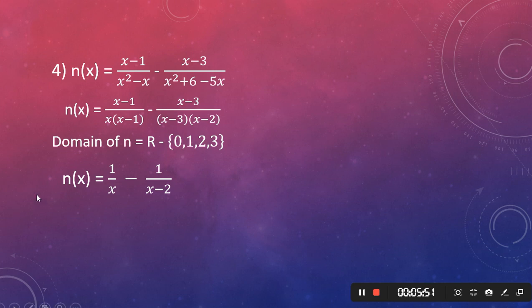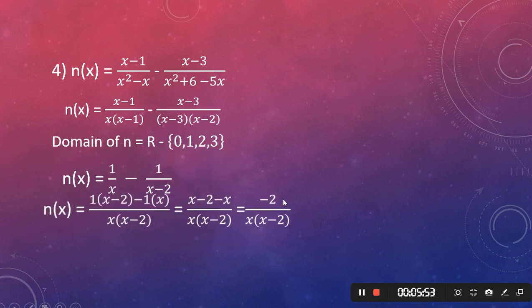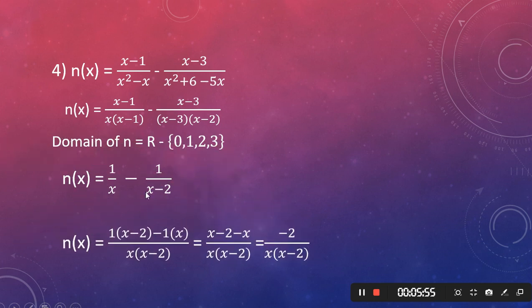How to make them like? Listen, please. First, I will multiply the two denominators, x times x minus 2. Put the denominators x times x minus 2. Then, cross multiply: 1 times x minus 2. Put the minus. Multiply 1 times x.